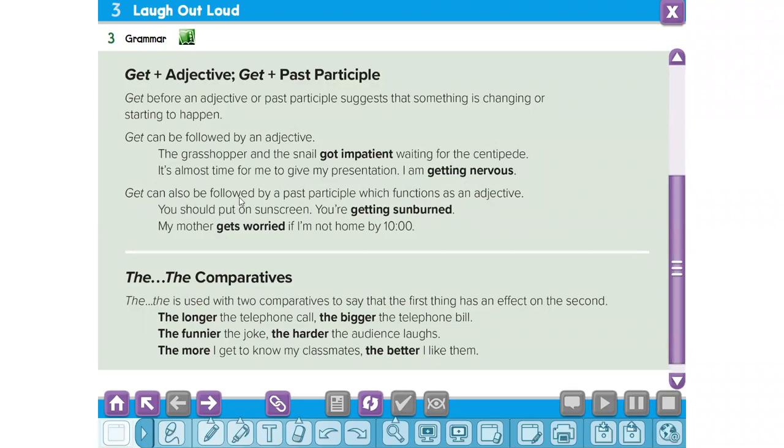Get can also be followed by a past participle, which functions as an adjective. Here, we use the past participle as an adjective. Okay, my friends, you should put on sunscreen. You're getting sunburned, okay? My mother gets worried if I am not home by 10.